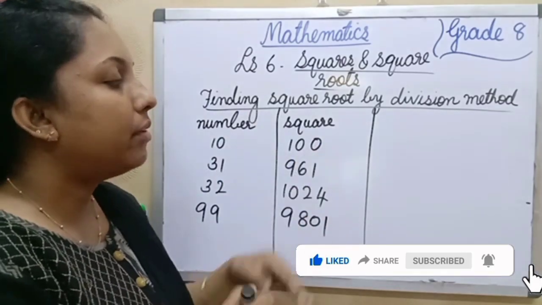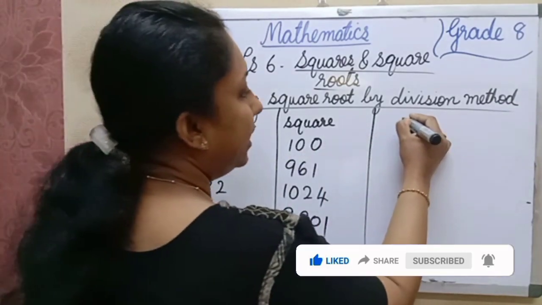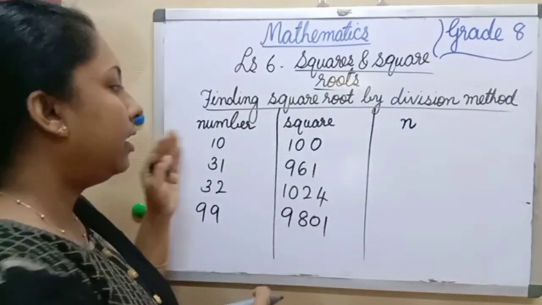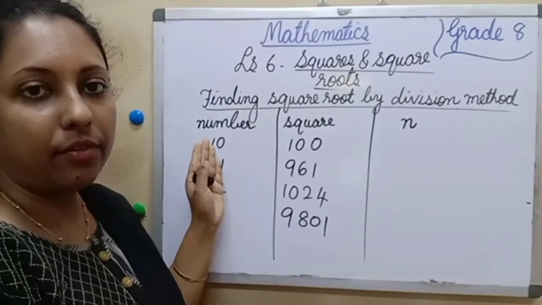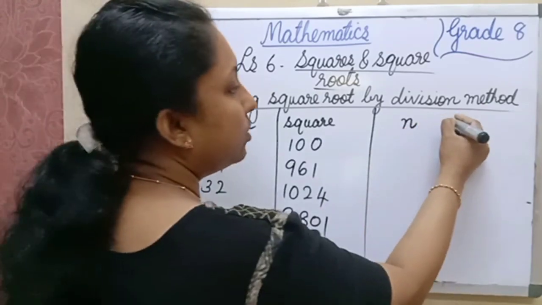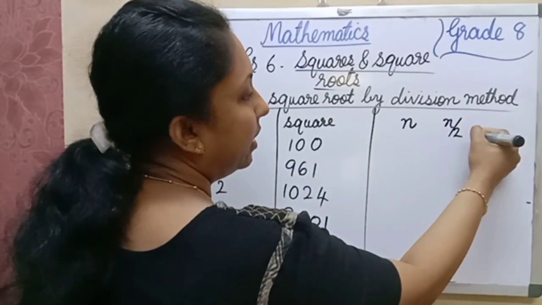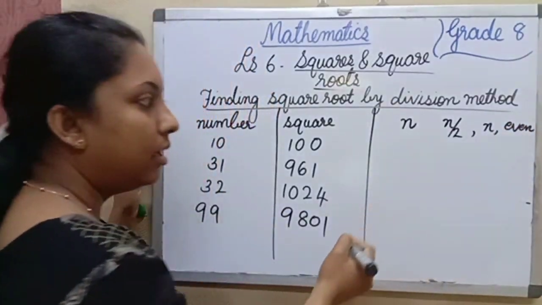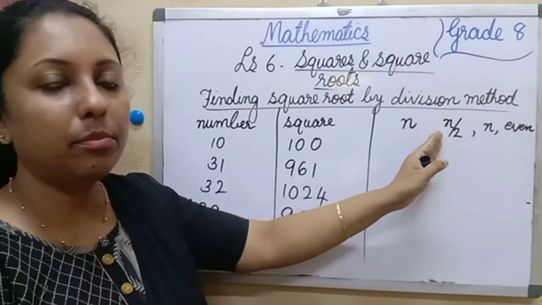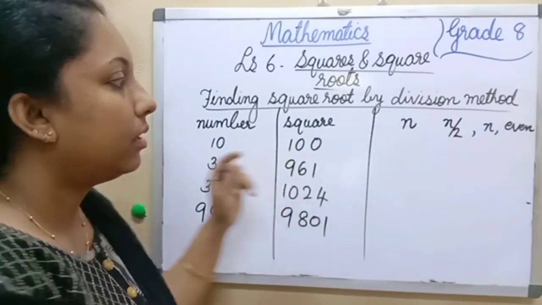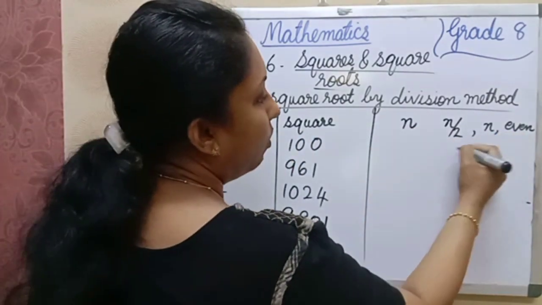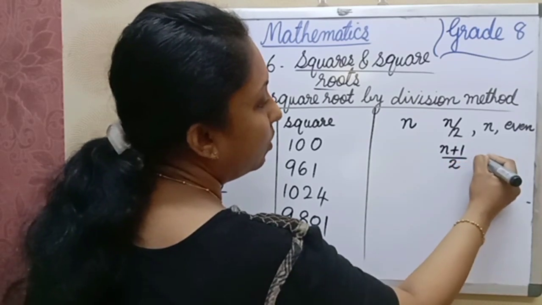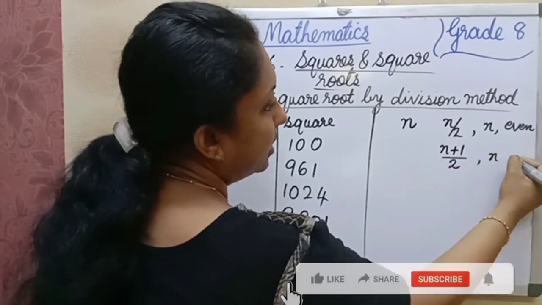So if a perfect square has n digits, then the square root has n by 2 digits when n is even. If n is even, then the square root has n by 2 digits. If n is odd, then the square root has (n plus 1) by 2 digits.